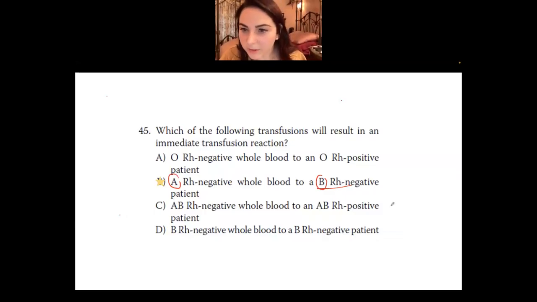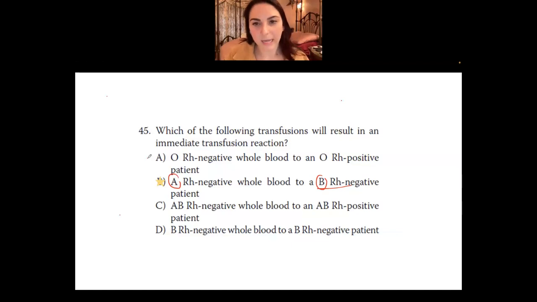What if you read it backwards, O Rh positive to O Rh negative? Is that more immediate? No, it's not. Remember, if you're O negative, you don't automatically make anti-D or anti-Rh. That would be such an issue for the Rh negative moms with their Rh positive babies. That one takes a little bit longer to happen, because you need time to make the anti-Rh antibodies, but it would still happen.